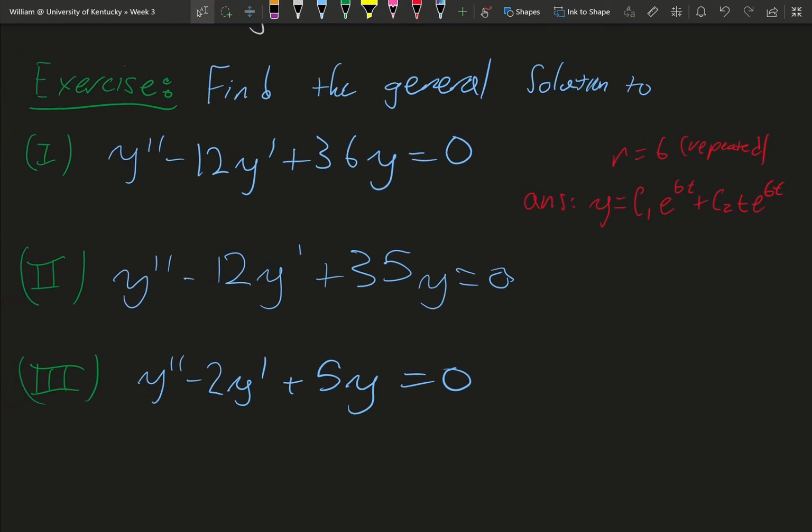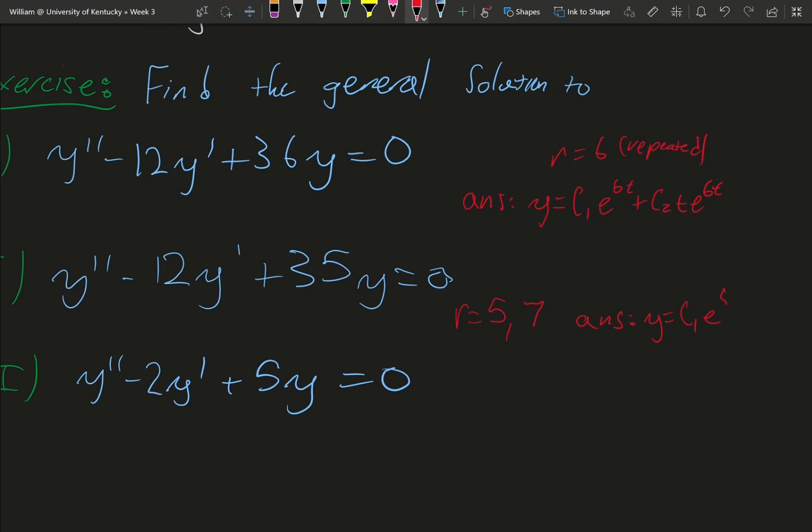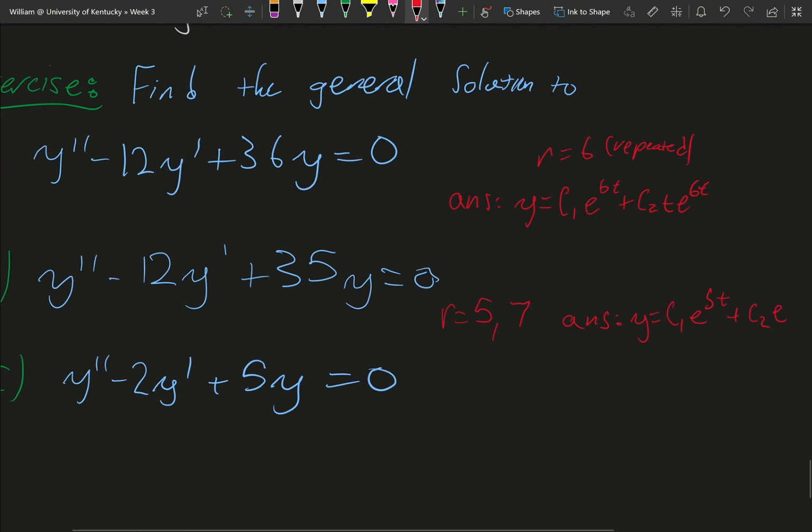For this second one, you should have gotten 2 roots. r is 5 and r is 7. And that's going to make your answer y equals c1 e to the 5t plus c2 e to the 7t.